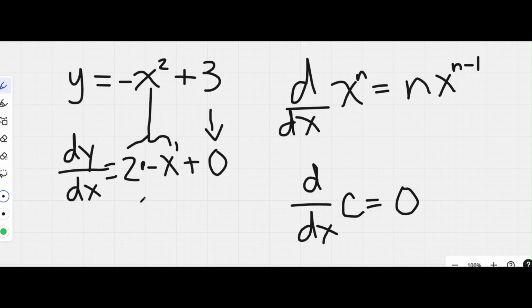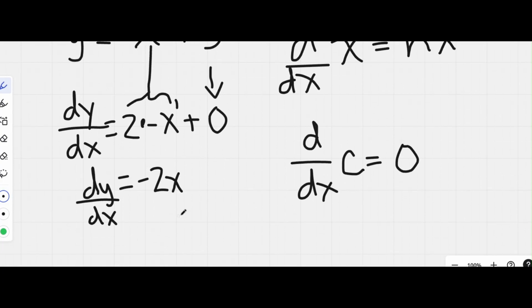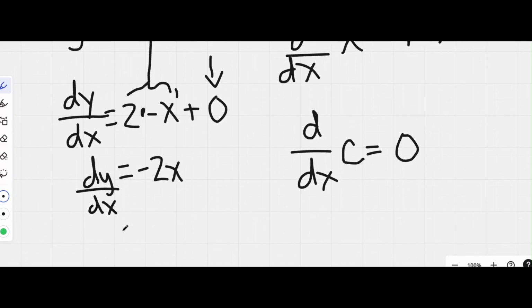And negative x to the second power equates to negative 2x, because positive 2 times negative x is going to be negative 2x to the first power, or we can just leave it as negative 2x. So the answer here, dy over dx, is negative 2x. That's the first derivative. Now for the second derivative, the second derivative is going to be simply negative 2.